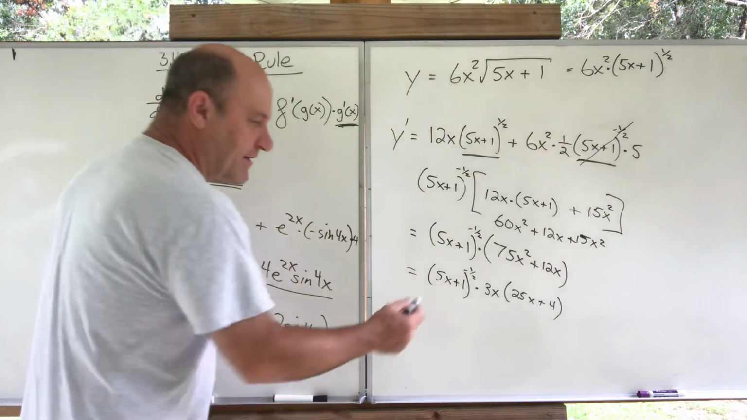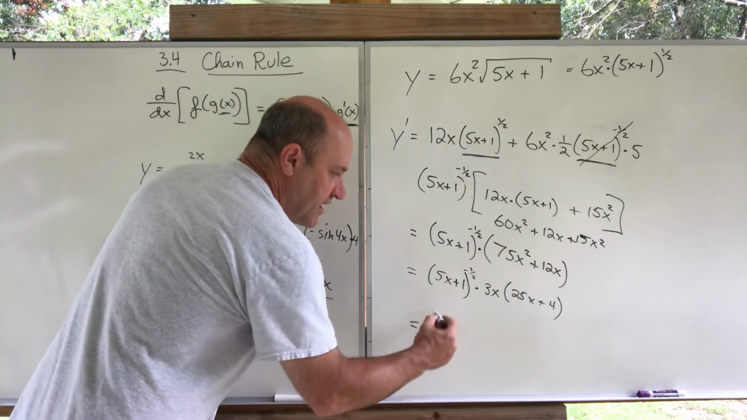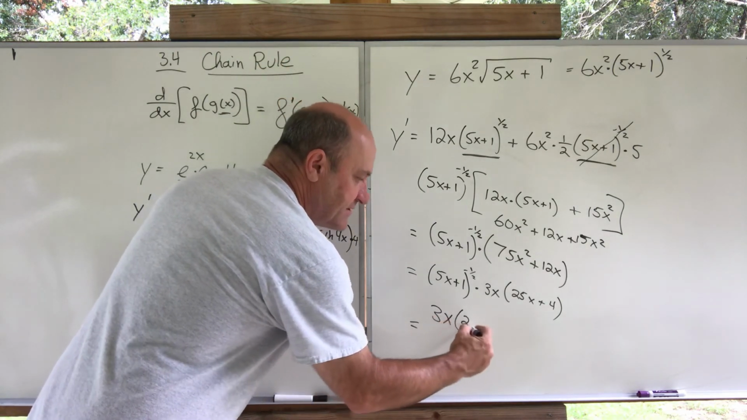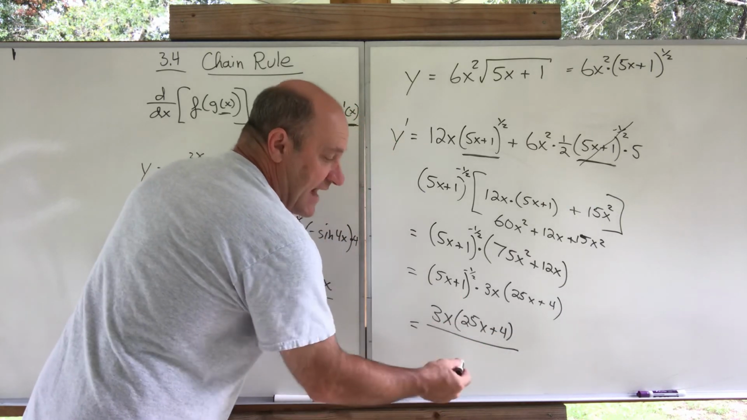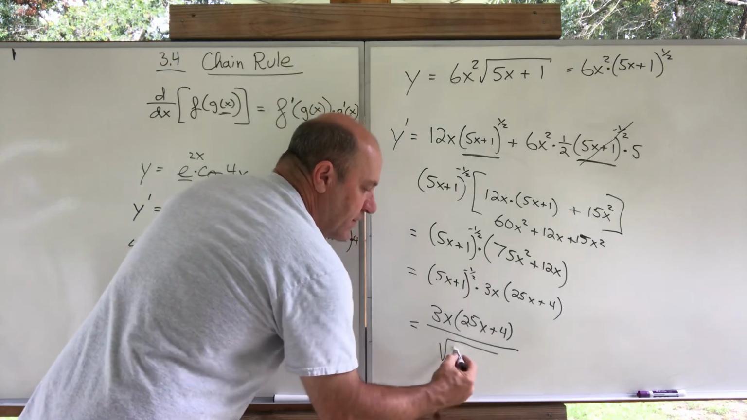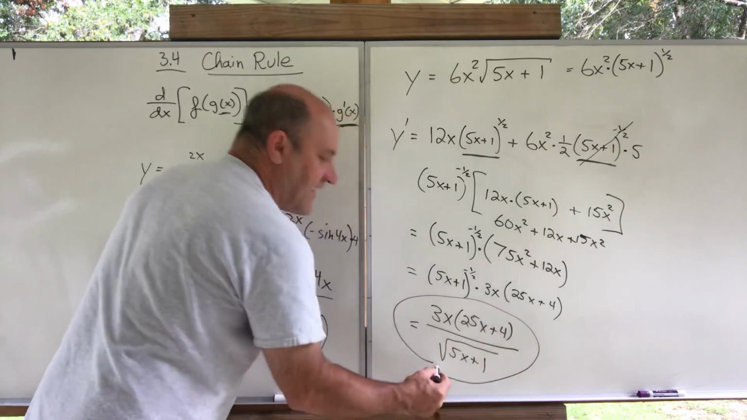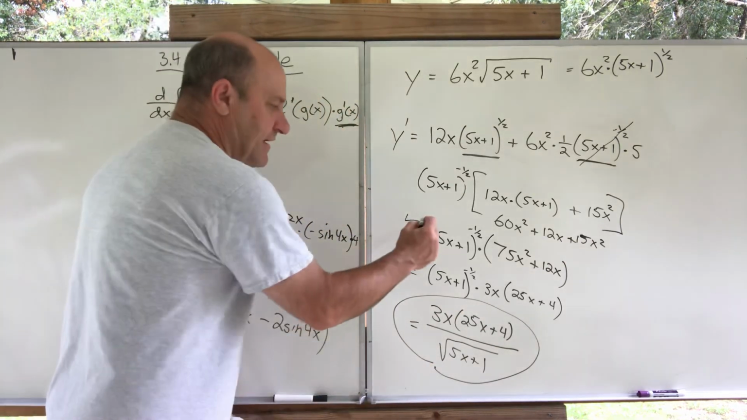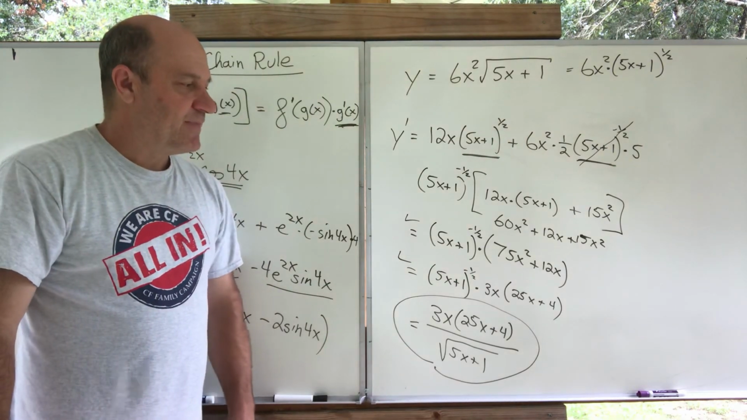Watch this. Because this is to the negative a half, maybe you want to move it to the denominator. So here's another answer. 3x times this 25x plus 4 all over this guy in the denominator, and maybe I could write him as a square root. The square root of 5x plus 1. So maybe that's a final cleaned up version, but I kind of like either one of these, to tell you the truth. They work for our purposes.